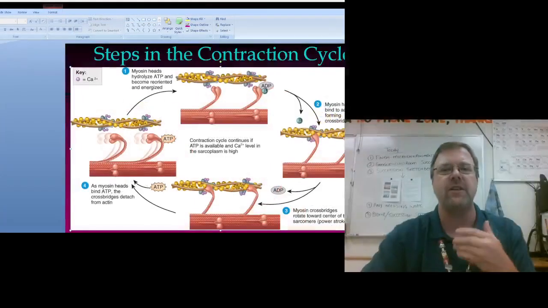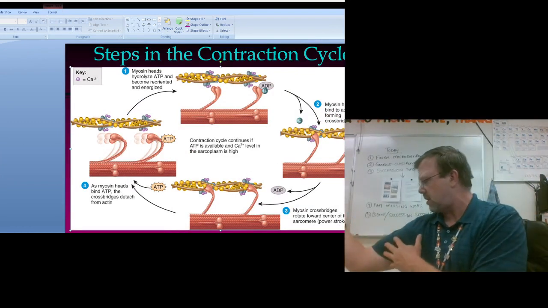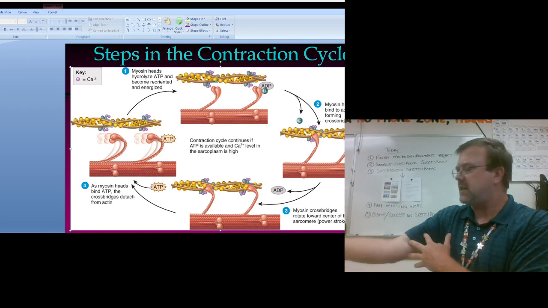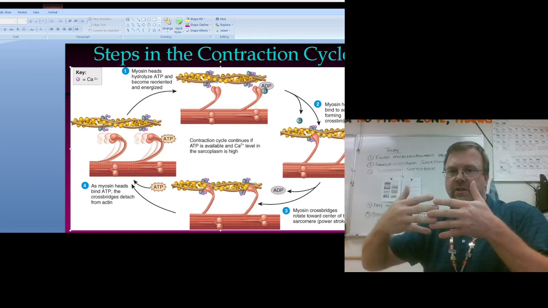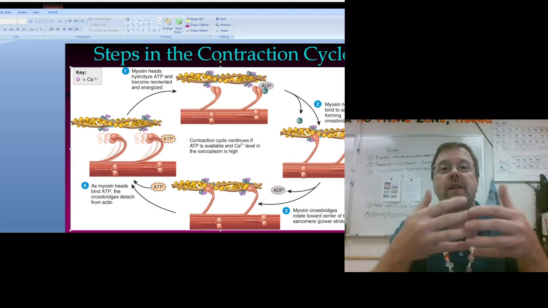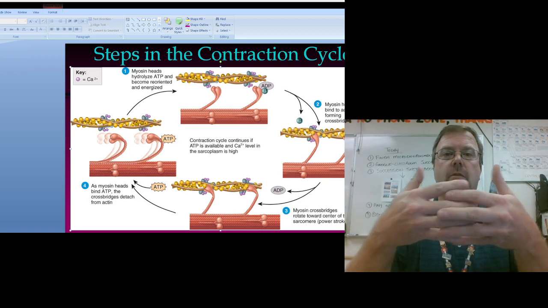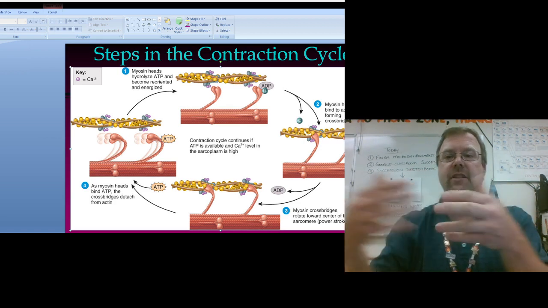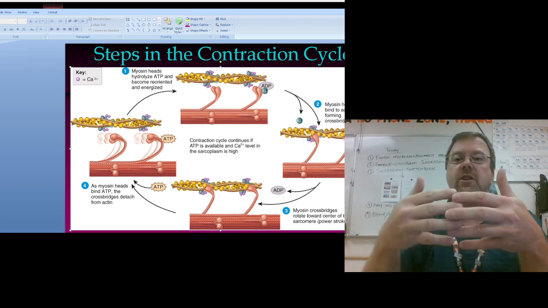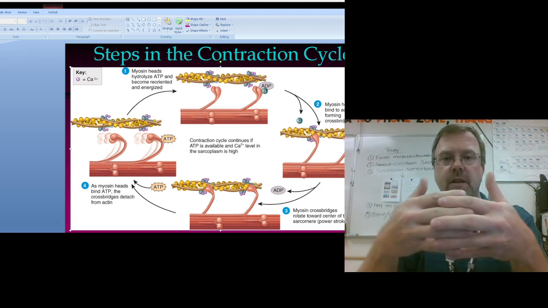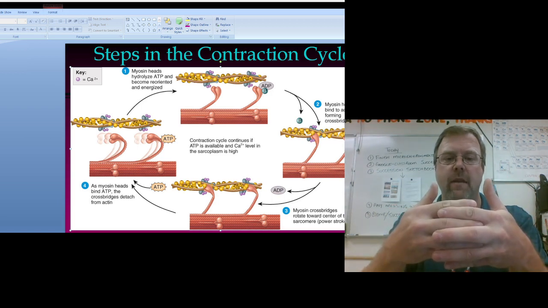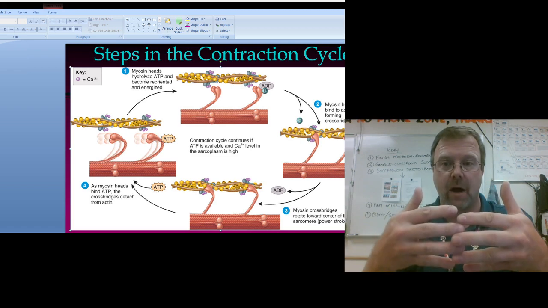So what happens is when let's say you're doing a bicep curl, right? It seems like it's a smooth motion where all of your sarcomeres are going like that, but that's not what's going on. What's happening is the sarcomeres are contracting, relaxing as you are contracting the entire muscle. So all these sarcomeres are doing this. They attach, power stroke, and then the next ATP breaks them off and they relax.